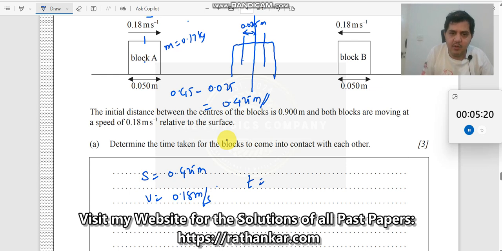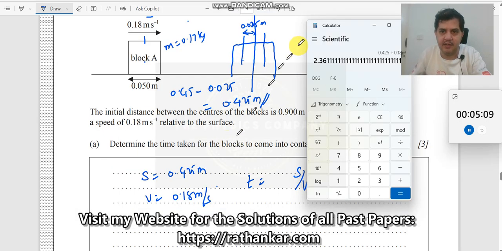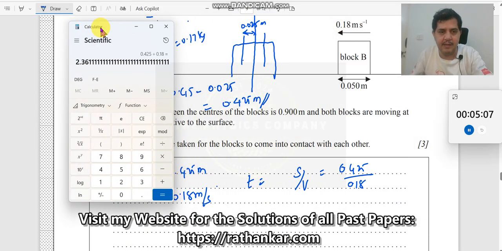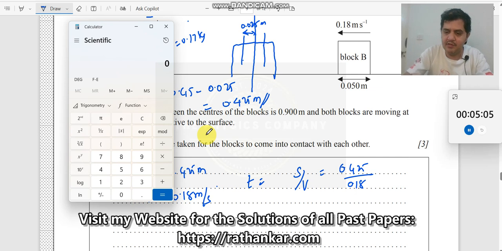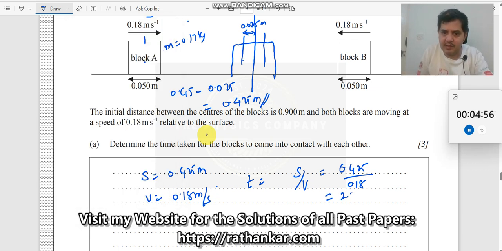The time taken, how do I calculate? This should be S by V. So I can do 0.425 divided by 0.18. What is the answer I get? Let me find out using my calculator. I get the answer as 2.36, which is nearly 2.4 seconds. Okay, this should be your right answer.